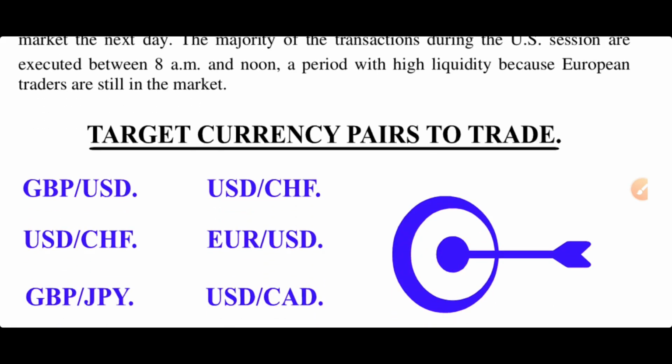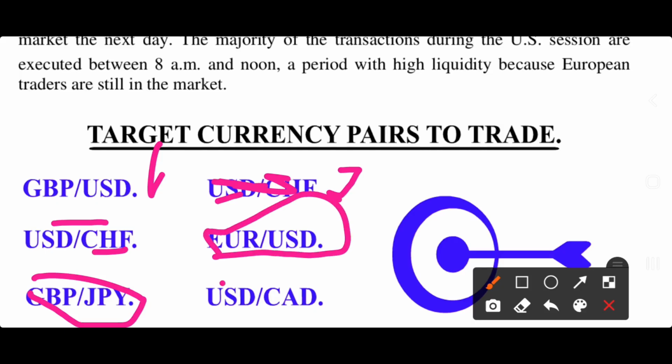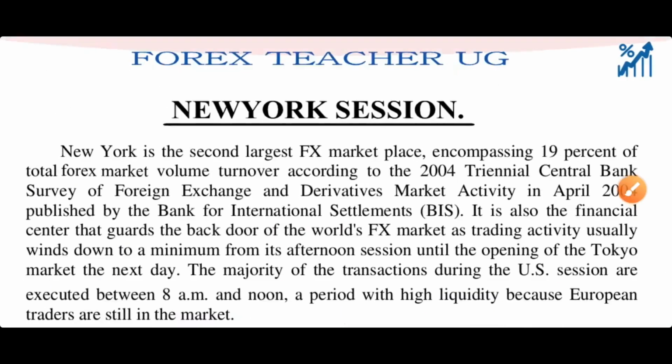So the target currencies to trade: all USD pairs are active and some card pairs. And here we also look at the GBP and JPY. Most of them, you see GBP USD active, USD CHF active, USD JPY still active, and EUR USD of course it's a must, and USD CAD. So you can easily trade these currencies during the New York session.